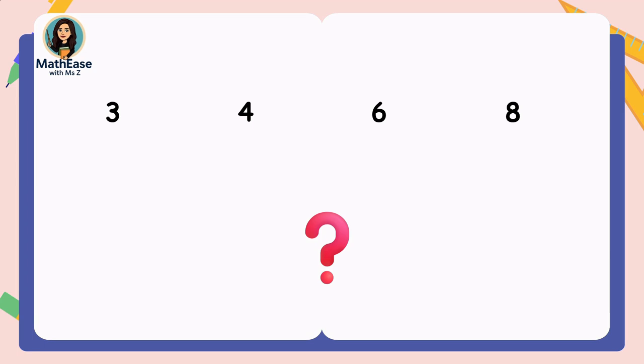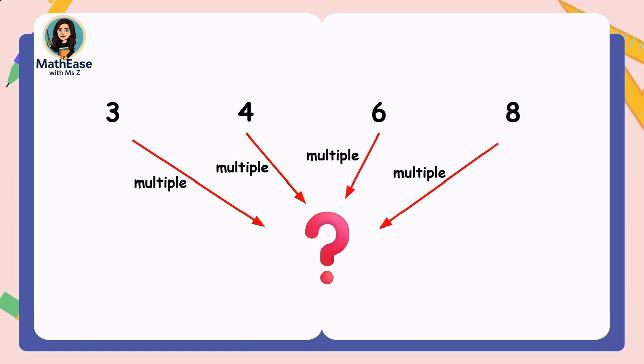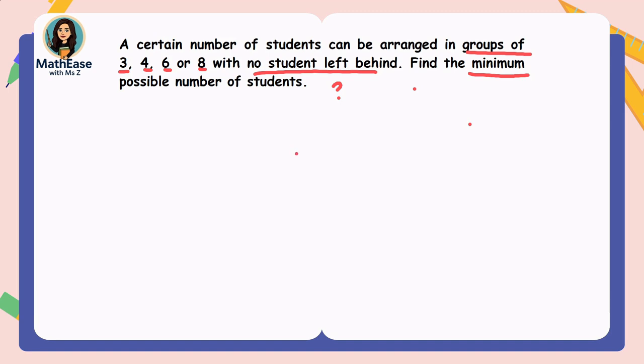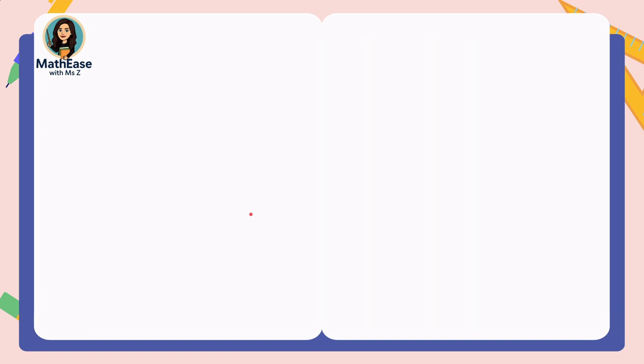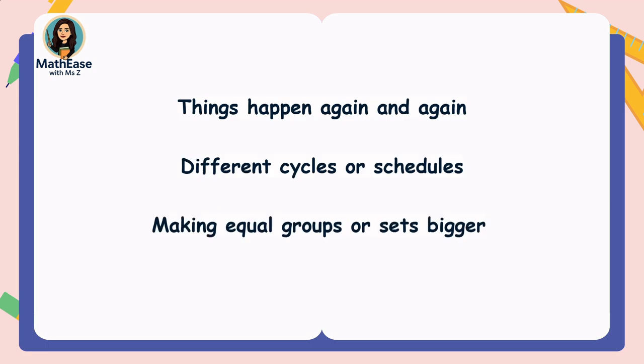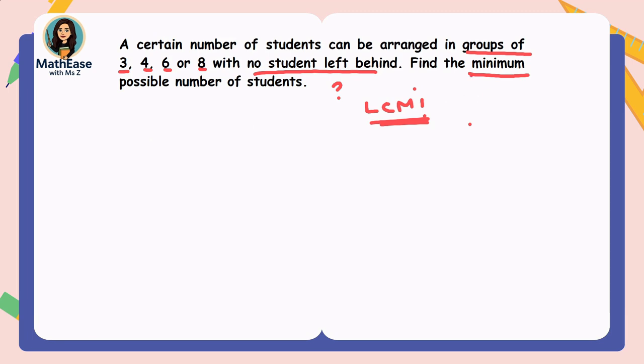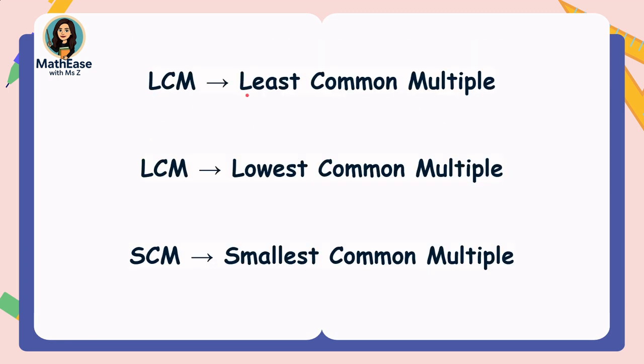So for this to work, the total number of students has to be a multiple of 3, a multiple of 4, a multiple of 6, and a multiple of 8. In other words, we're looking for a number that is big enough to be divisible by all of them at the same time. That is exactly what the LCM does. It takes different group sizes and tells us the smallest total that can fit into all of those groups evenly. This is why this problem fits the description of the third point we mentioned before, that we use the LCM when we need to make equal groups or sets bigger. Another clue here is the word minimum, which can easily be used instead of the word least, lowest, or smallest that we have in LCM or SCM.